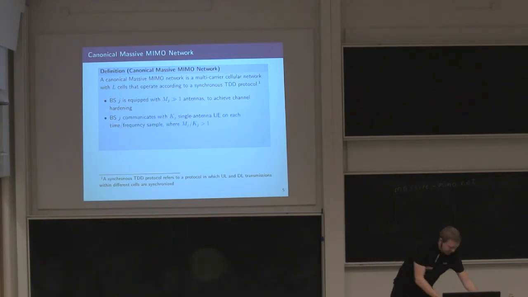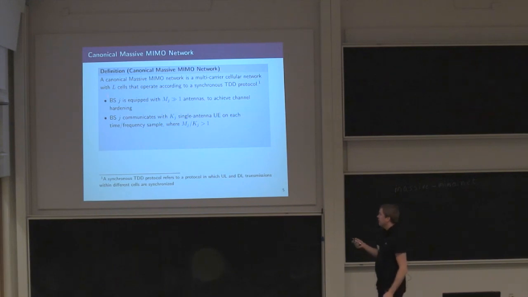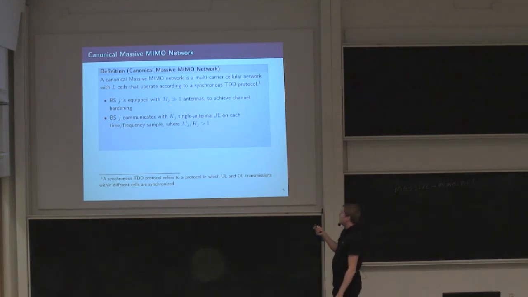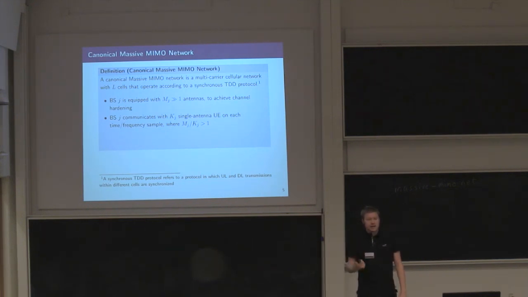The base station communicates with a number of users in each cell. And this user in cell J is denoted as K_J. So you see this is the same kind of letters as in the previous presentation, but now I put a subscript here to indicate that it could be a different number of antennas, a different number of users in each of the cells. And they are transmitting to these users.